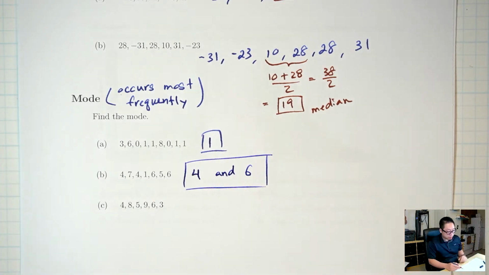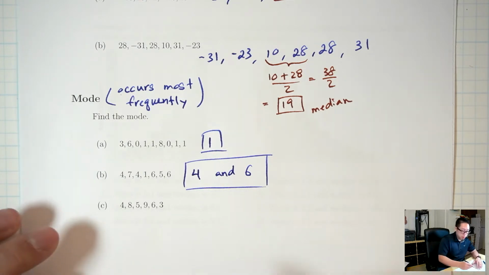Part C, 4, 8, 5, 9, 6, 3. What data value occurs most frequently? So here it's all tied, right? Everything occurs only once. So if it's all tied, then there's actually no mode.